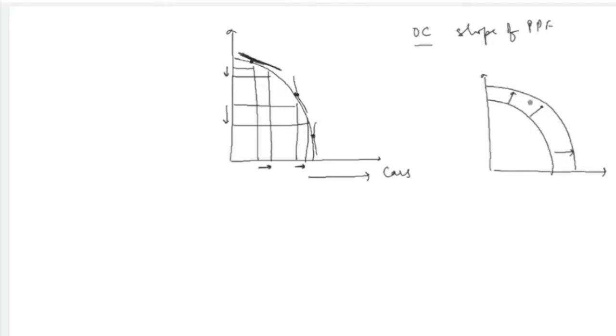And when it shifts outwards, you notice that suppose your economy was initially at this point, now your economy can be at a point B where you are producing more of both cars and computers. And that has happened because of some external change, something that has changed the production capacity of your economy. Now your economy is capable of producing more of both commodities, both cars and computers.